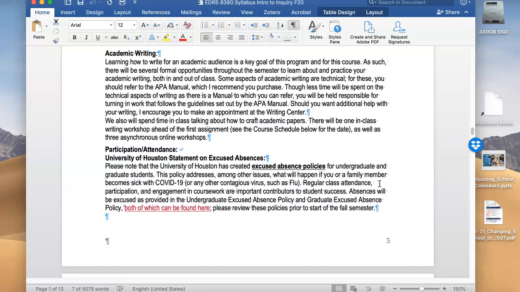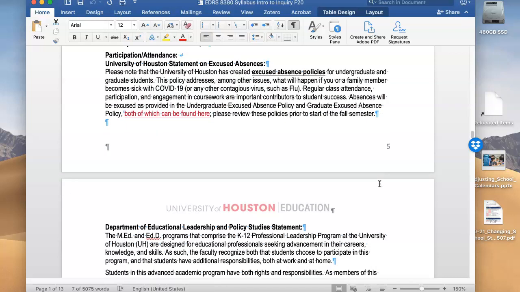Participation and attendance. You'll see here that I have a couple different policy statements. One is the university's. What's really important here is that the university has this excused absence policy. I think that my class policy really subsumes this, but I welcome you to take a look at it. This is really meant to address the situation that we're living through right now with COVID.